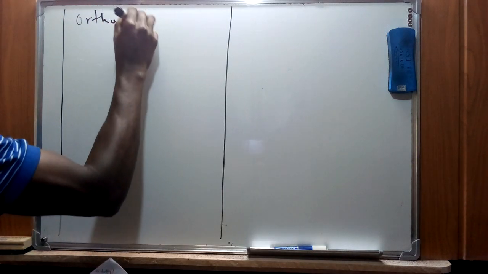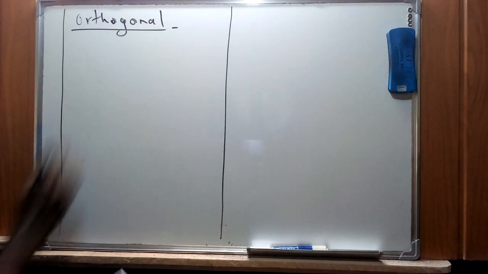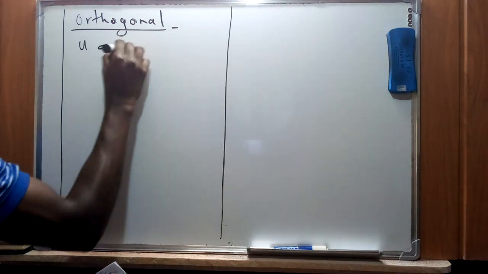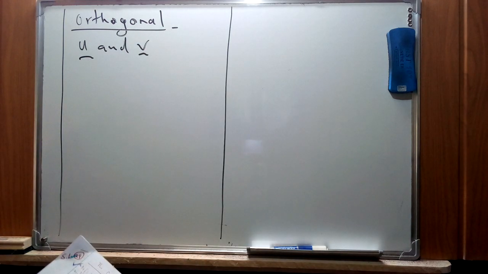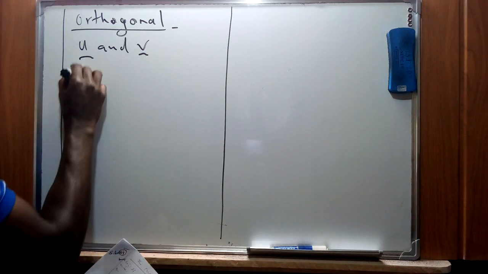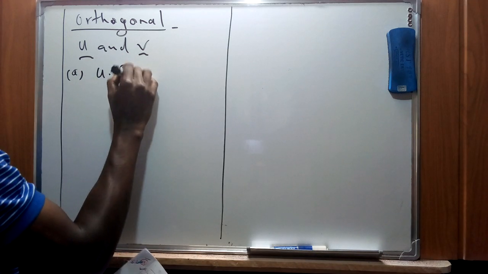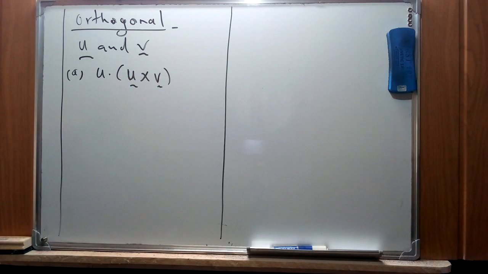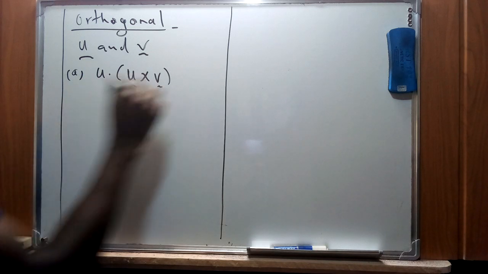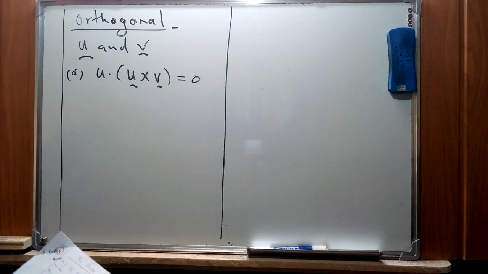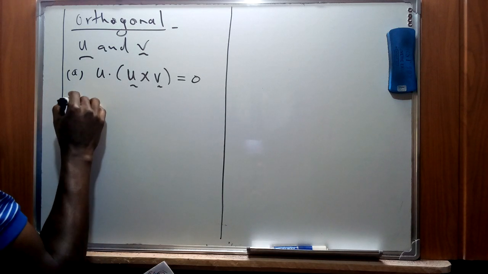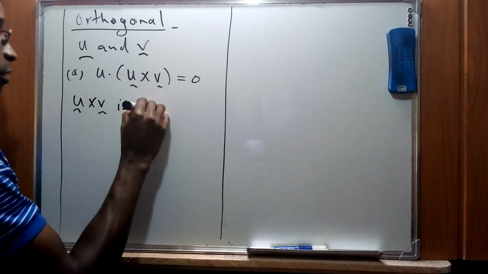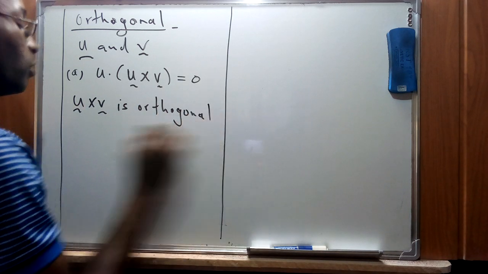the concept of orthogonal vectors that we had discussed, whereby we gave the equations and said that if u and v are vectors in three-dimensional space, then the dot product between u and the cross product of u and v is going to give us 0. And therefore we concluded that this cross product is orthogonal to u.